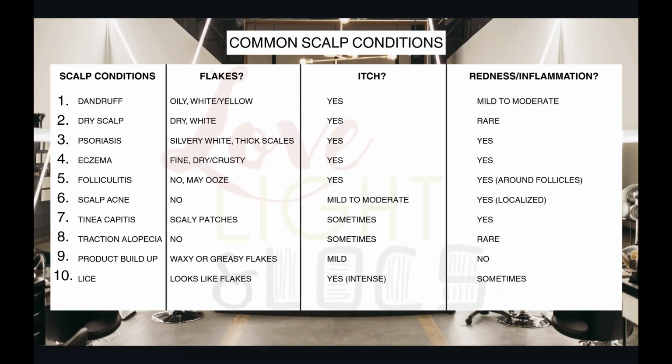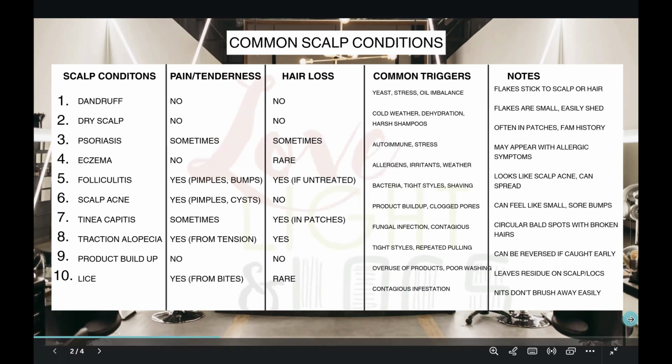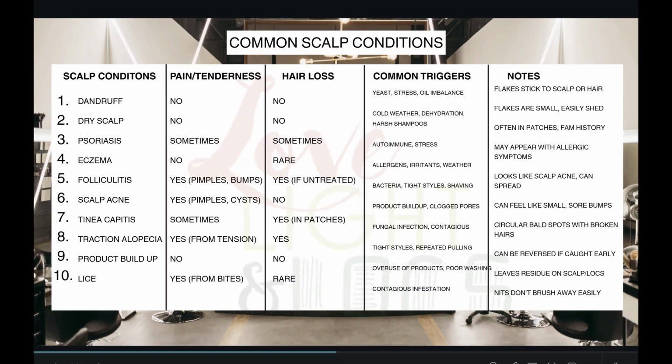Next up, we have folliculitis. No flakes are associated. However, it may ooze. Your scalp may ooze. There is an associated itch, and you will notice redness or inflammation around the follicles. There is associated pain and tenderness in the form of pimples and bumps. Folliculitis can lead to hair loss if untreated.